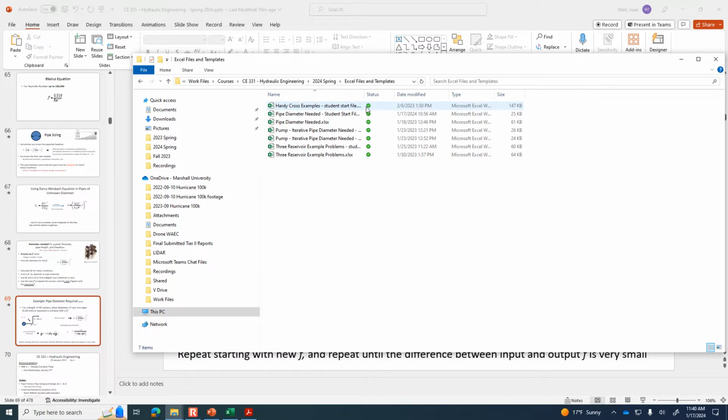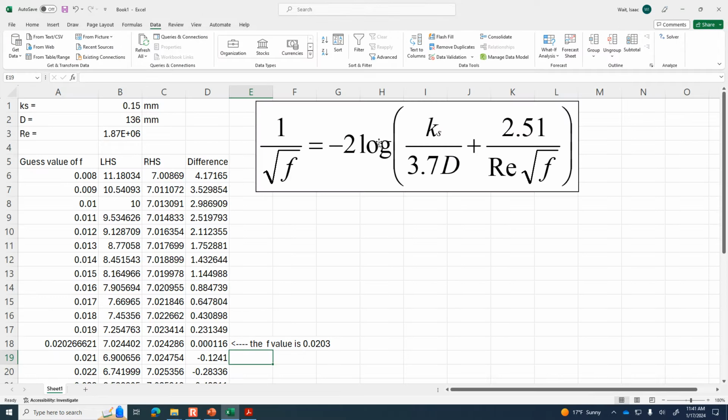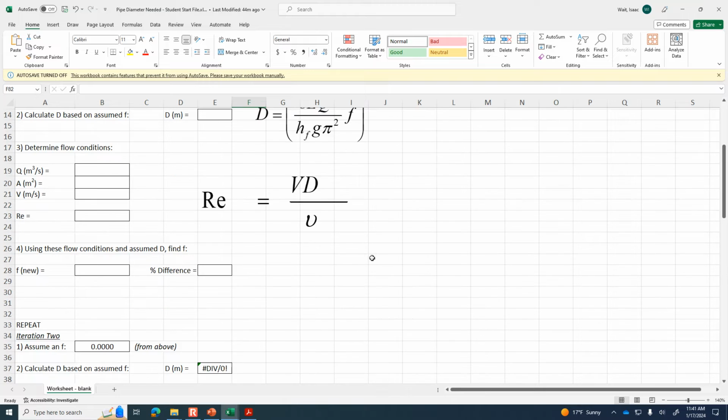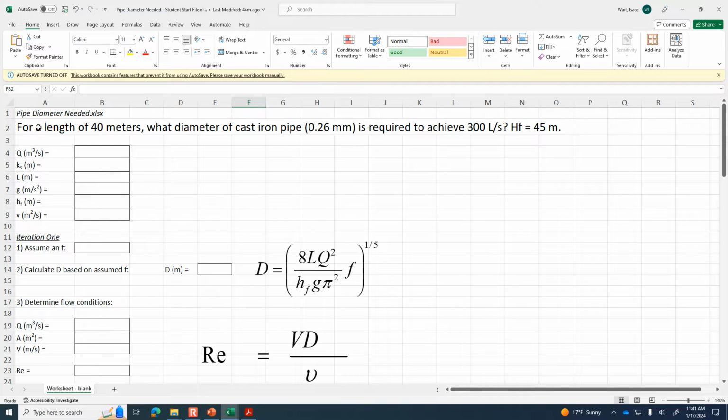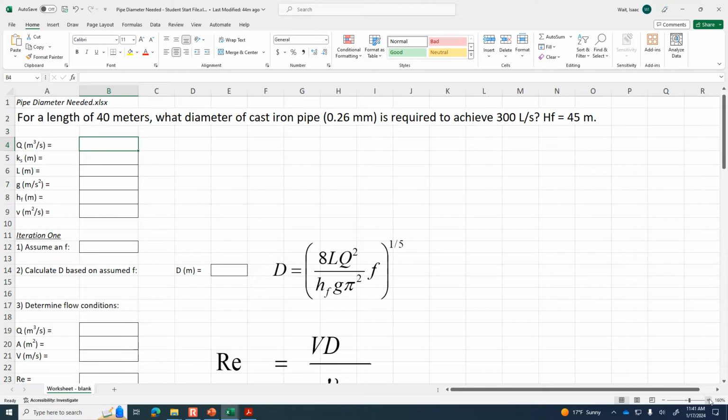The template file, there's only one in the folder online, is called pipe diameter needed. We've got our problem statement here at the top. The length is 40 meters, the flow rate, and so on. So let's start filling in this spreadsheet.